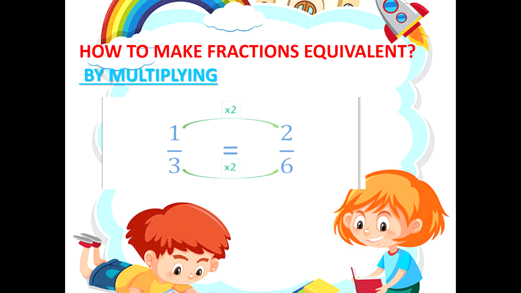So here we have an example which is 1/3, and we want to make an equivalent fraction. So we're going to be multiplying by 2. And remember, whatever we multiply the numerator by, we have to multiply the denominator by. So 1 times 2 equals 2, and 3 times 2 equals 6. So 1/3 and 2/6 are both equivalent fractions.